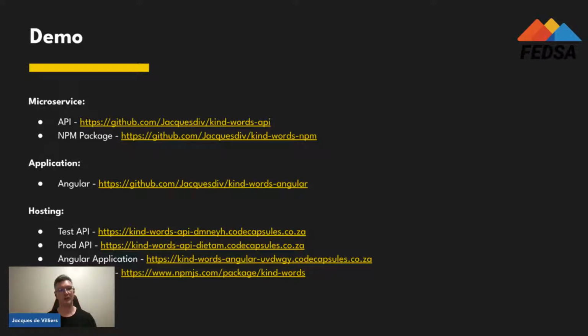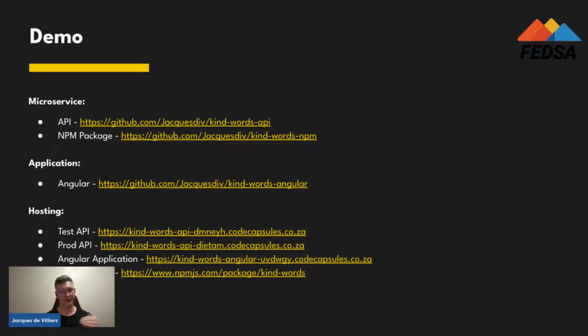Now, I've also started off by writing a Kind Words NPM package. Okay, so I've got a link to the GitHub repositories which hold each of those two applications, well, the API and then the NPM package itself. And then I've written another application which consumes the NPM package.